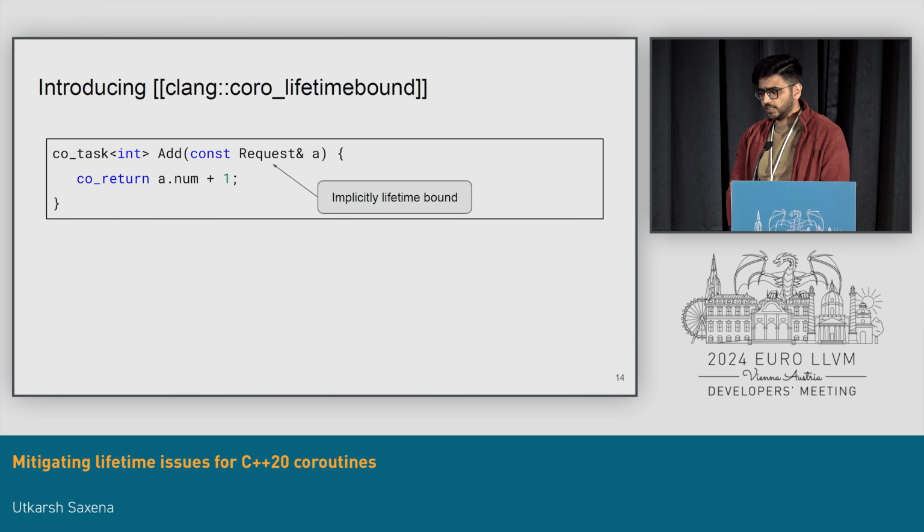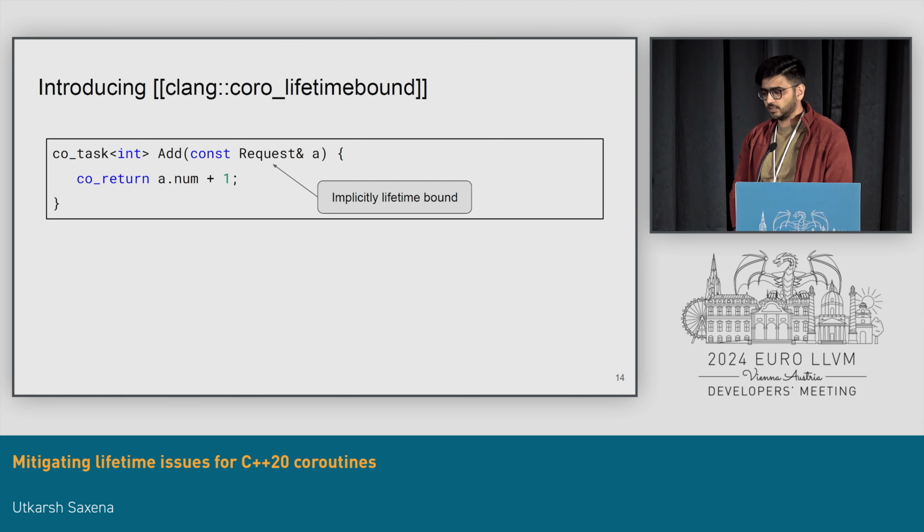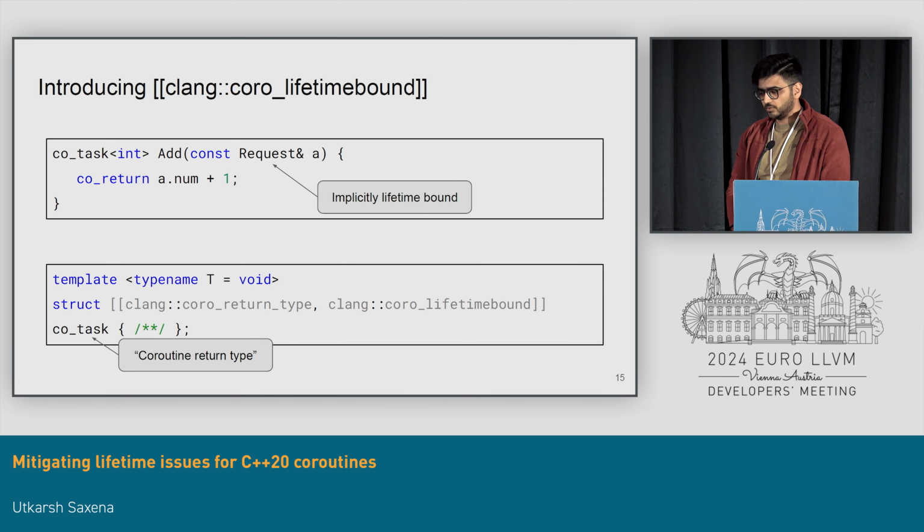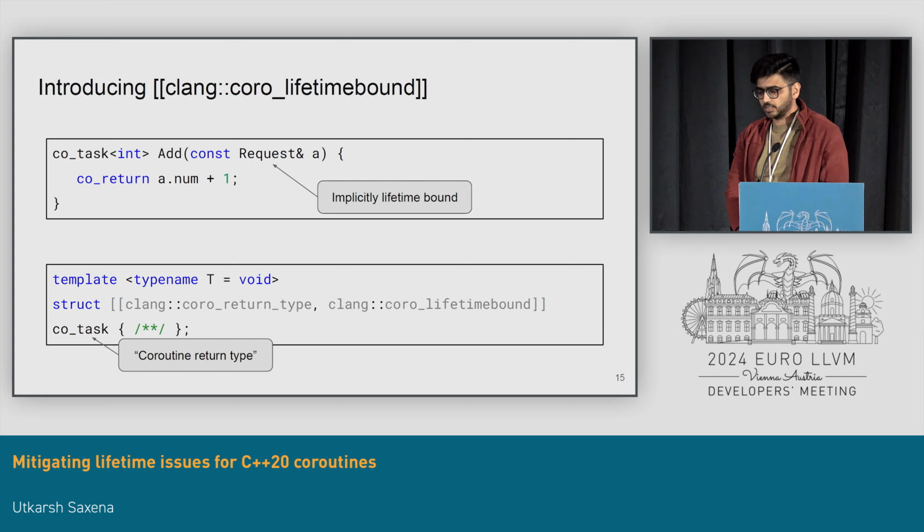And we basically extend this lifetimebound analysis to coroutines in order to say that any reference parameter of a coroutine should be implicitly lifetimebound, without actually wanting to write lifetimebound on every parameter. So we introduce the coro_lifetimebound annotation, which you can attach to a coroutine return type, and Clang would consider every function that returns this type as implicitly lifetimebound to all of its reference parameters.